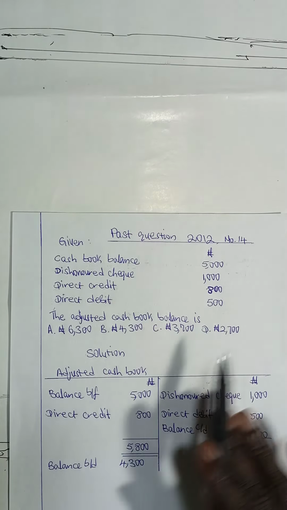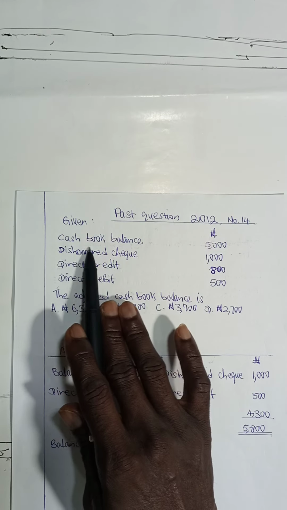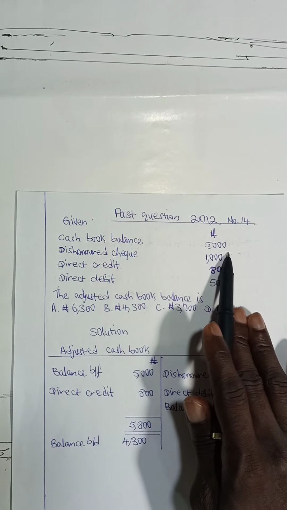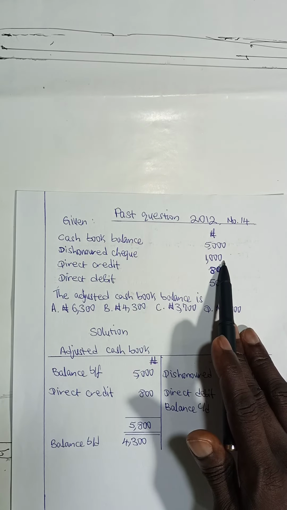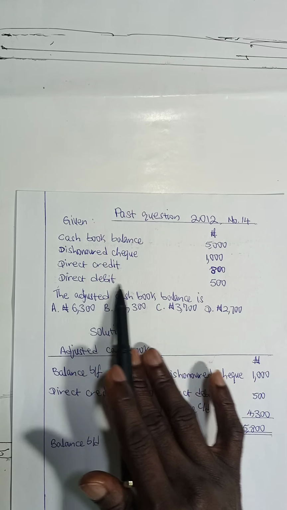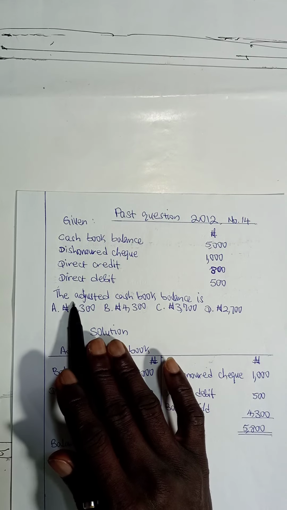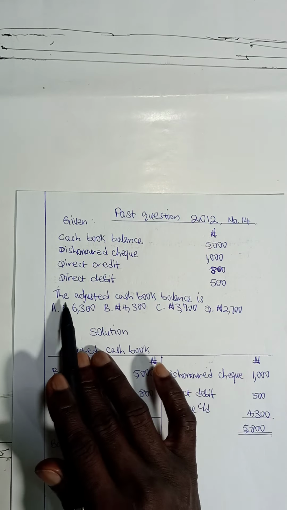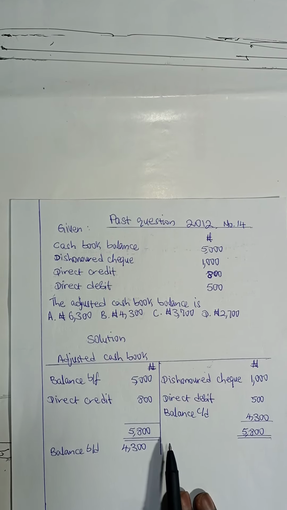It's a past question. Given cash book balance 5,000, you have dishonored check 1,000, you have direct credit 800, then we have direct debit 500. So he said we should calculate our adjusted cash book balance. The adjusted cash book balance is dash. So how do we do that?